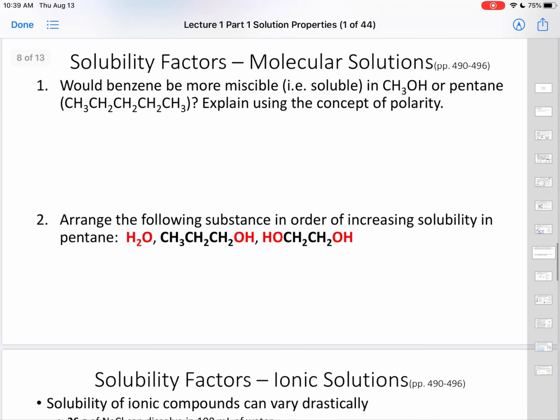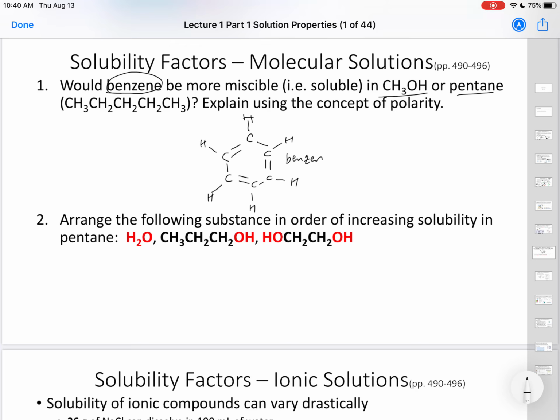So a lot of times for things like exam problems and homework problems, we like to rank what is soluble and predict the solubility. So in that first question, they're asking you about benzene. Is it more soluble in methanol or pentane? Benzene is a carbon ring. It's got 6 carbons in it, with double bonds every other carbon, and it's covered with hydrogens. So this is benzene.